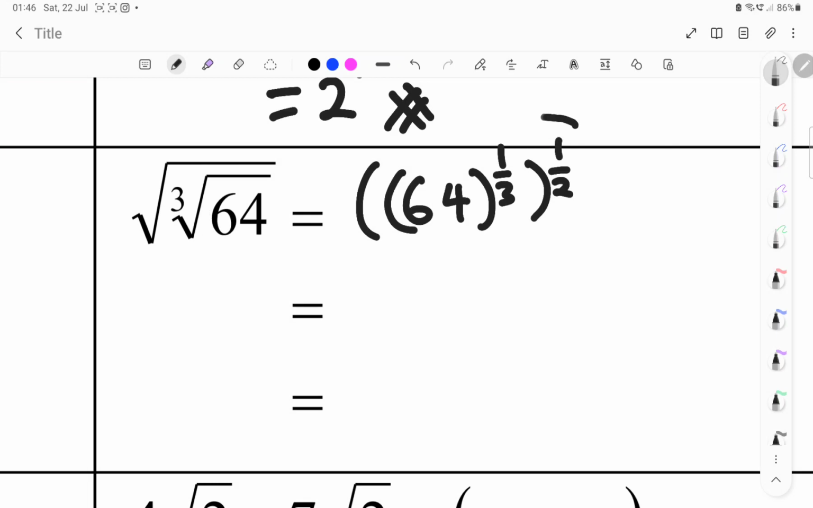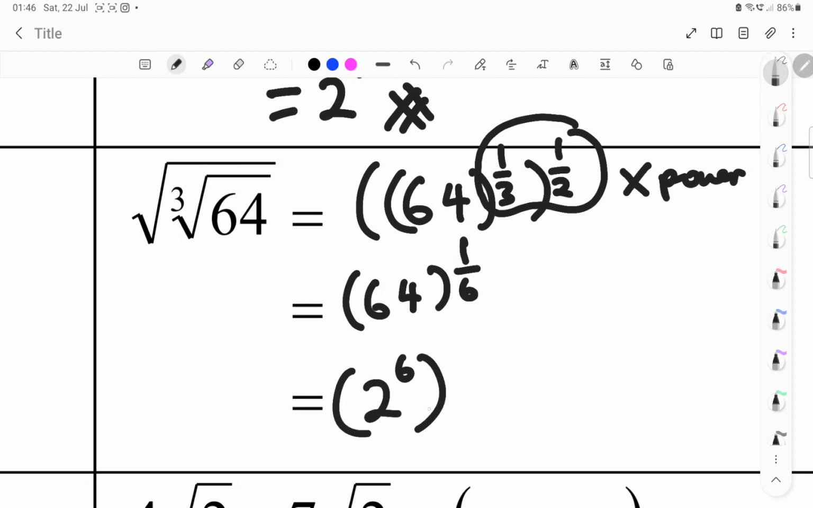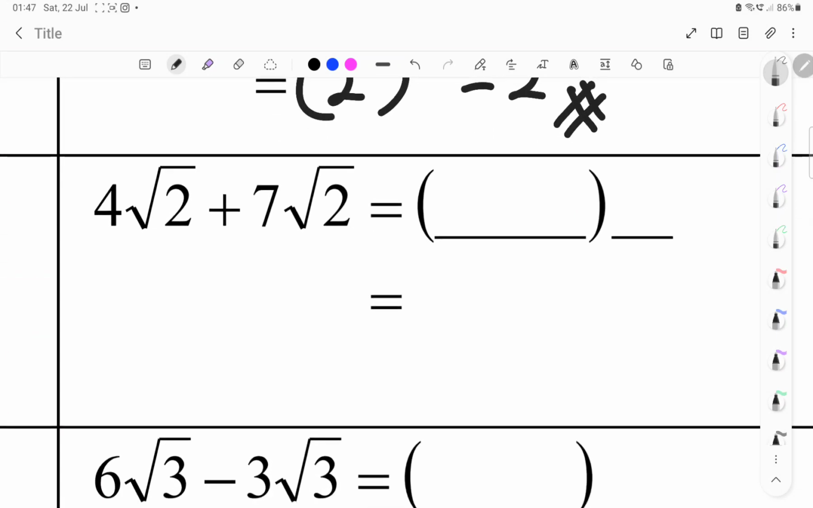Now, as you can see here, we have power inside and outside a bracket. So we can multiply the powers. So it's 64 power 1 over 6. And we know 64 can be changed into 2 power of 6. And then we have another power 1 over 6. Therefore, it equals 2 power 1. Solved already. Okay, next.